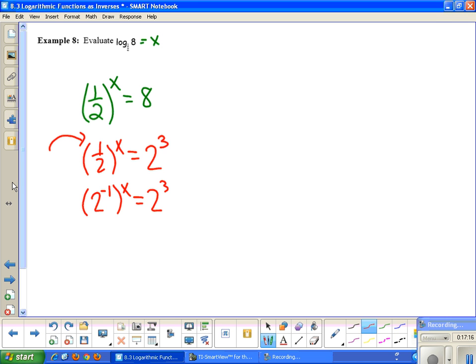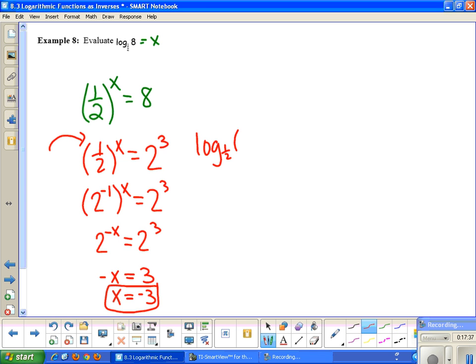So now that I have this, I can use my properties of exponents and just multiply the negative 1 times the x. Now that I have the same base, I can assume that if the bases are equal, that means the exponents have to be equal. So negative x is equal to 3, so x would be equal to negative 3. So that means that the log base 1/2 of 8 is equal to negative 3.